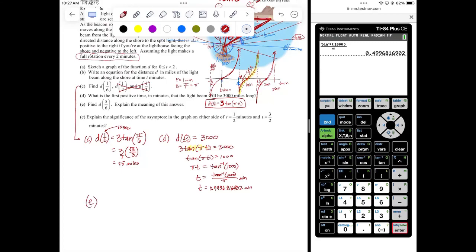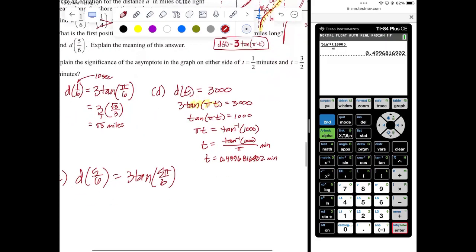Okay, letter E. Find D of 5/6 and explain the meaning. Okay, so D of 5/6, if we plug it in, that's going to be 3 tangent of 5 pi over 6. Now, if I evaluate tangent of 5 pi over 6, y'all know that that's also square root of 3 over 3, but it's negative. So we get negative square root of 3, and that's miles.